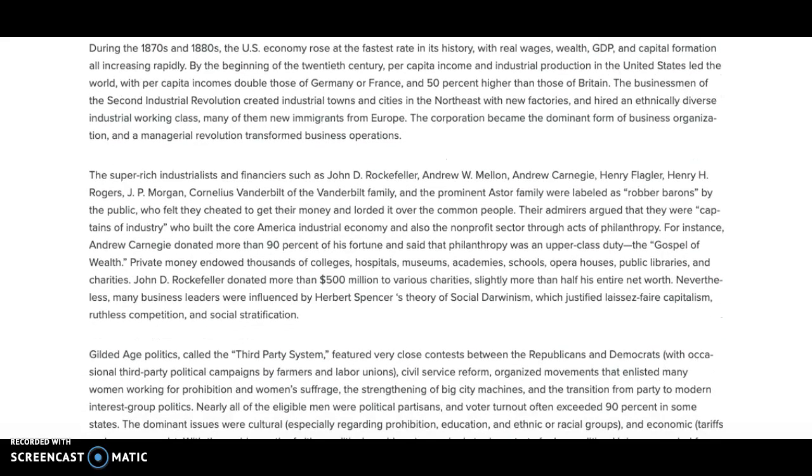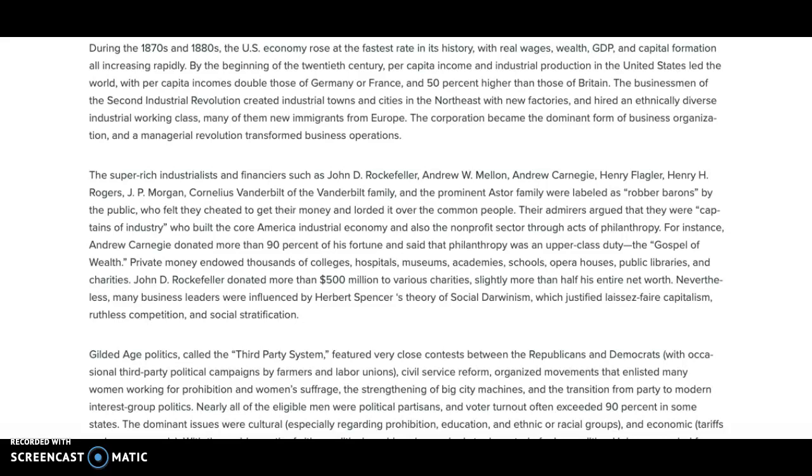During the 1870s and 1880s, the U.S. economy rose at the fastest rate in its history, with real wages, wealth, GDP, and capital formation all increasing rapidly. By the beginning of the 20th century, per capita income and industrial production in the United States led the world, with per capita incomes double those of Germany or France, and 50% higher than those of Britain.